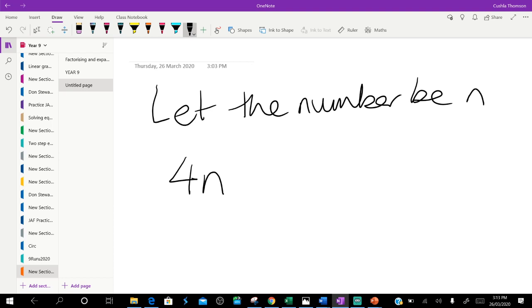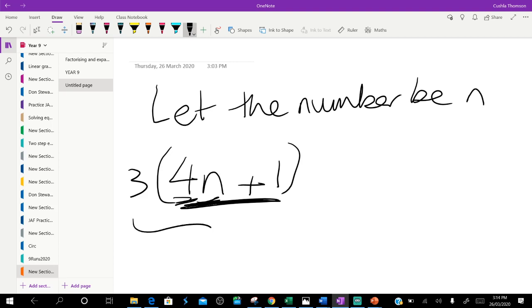I'm not hacking. Right, so let our number be n, right? So we started with a number and we times it by 4. That got us 4n. And then we added 1 to that number. So our number is 4n plus 1. Okay, if I want to multiply that number by 3, what do I have to do? Just have a think, right? So I've got my number n and I've times it by 4 and then I've added 1 to that number. If I want to multiply the result, all of that, by 3, I have to put it into brackets and I get this, 3 times (4n plus 1). And that was my number A.